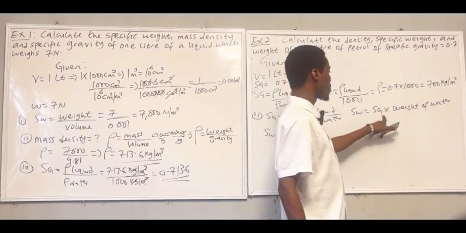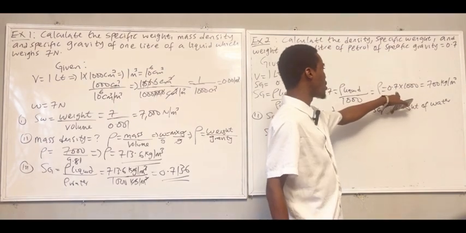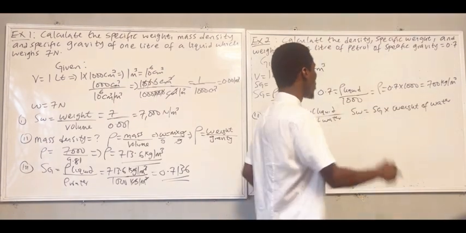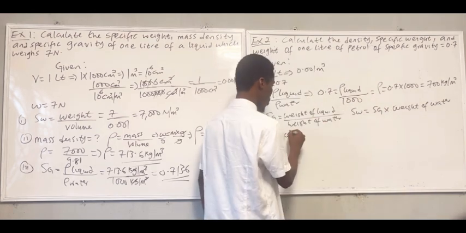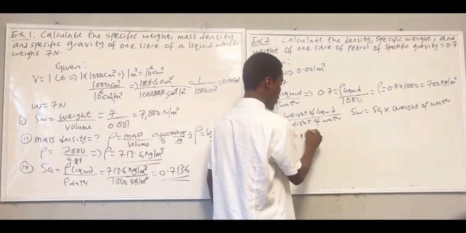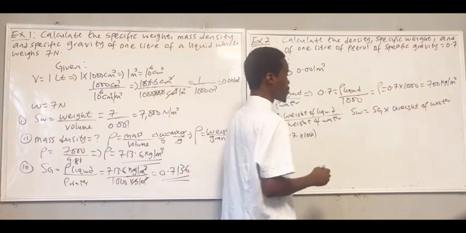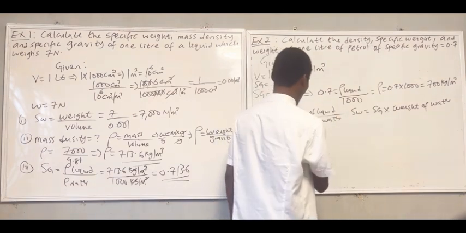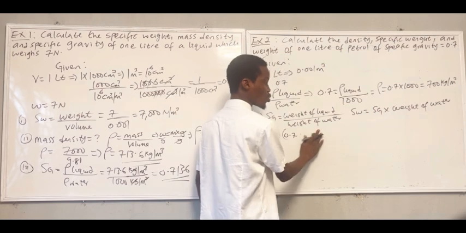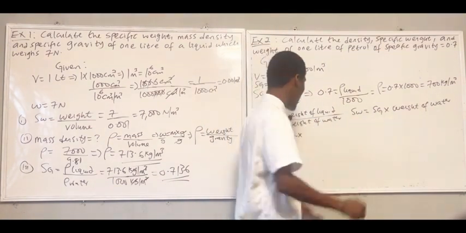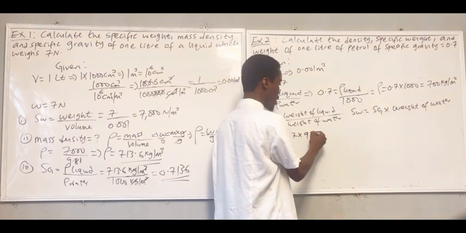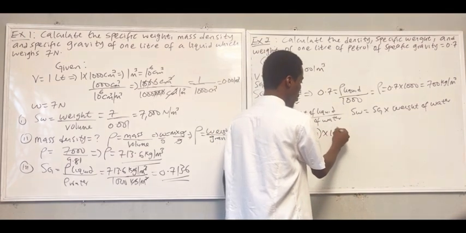And what I got from here is the specific gravity of a liquid. This was 0.7. That is, my specific gravity is 0.7 times 1000, and the weight of water, the specific weight of water, is always 1000. So with 0.7 specific gravity and the constant, I'm going to have 0.7 times 9.81 times 1000.